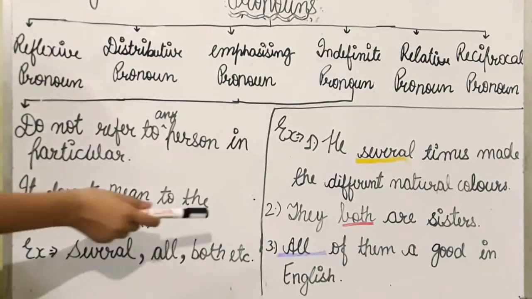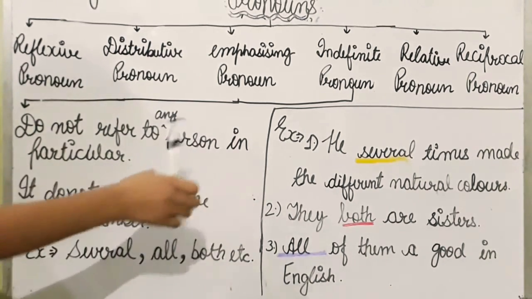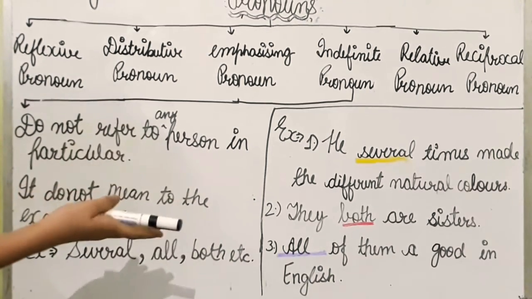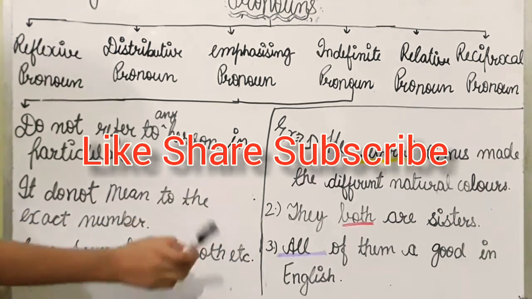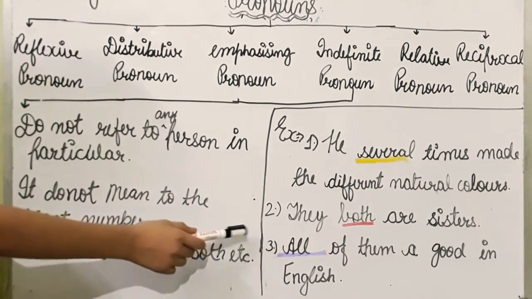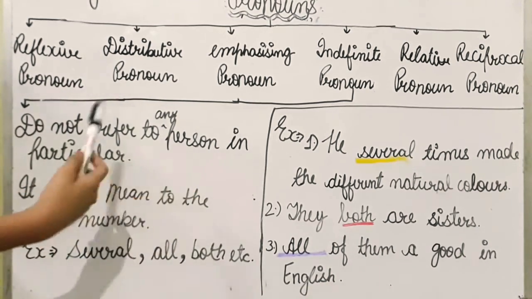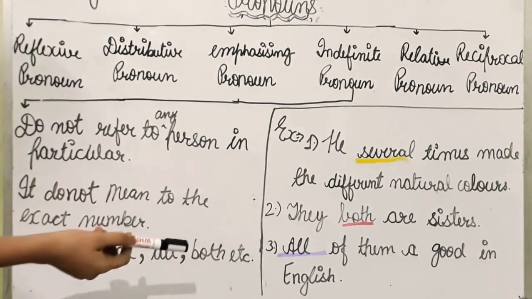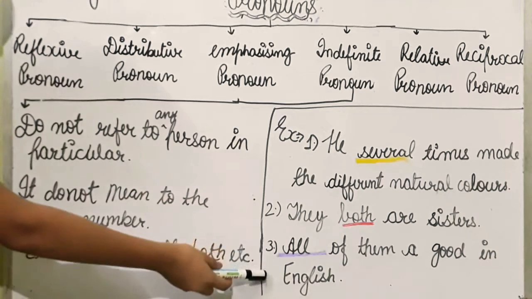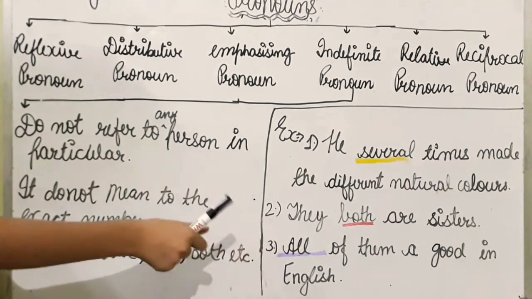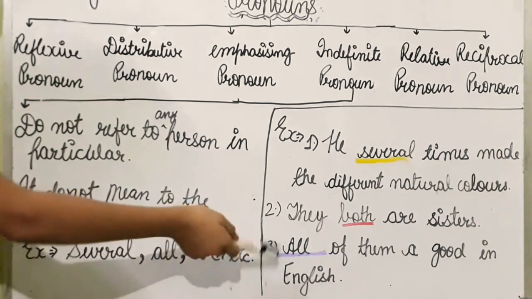Okay, one more example, like they both are sisters. So here the word both is telling that they are sisters, but the exact number is not given. One more example, that all of them are good in English. All of them are good in English. So here the word all is telling that they are good in English, and here the exact number is not given, that how many children or how many boys or girls are good in English.